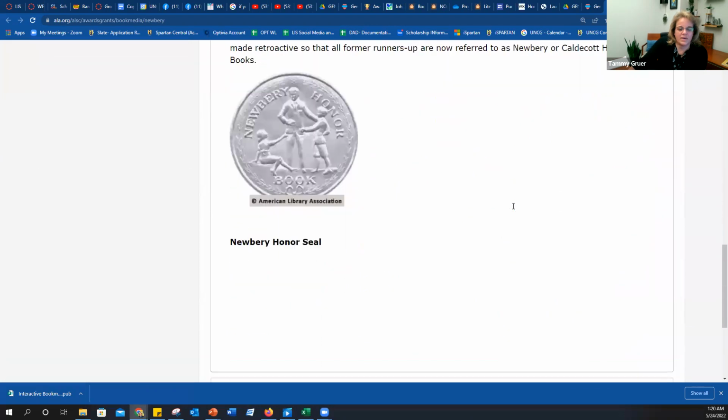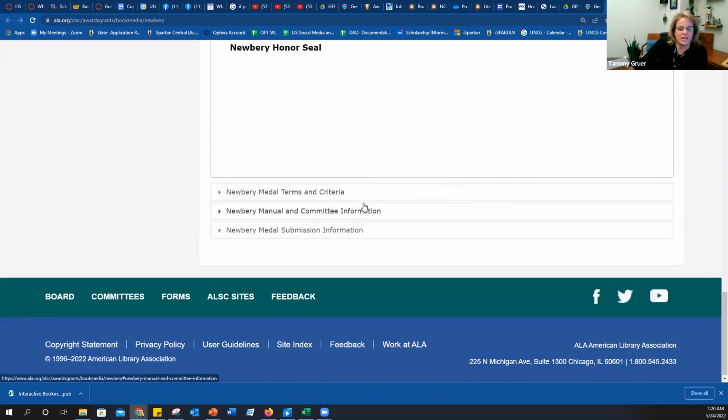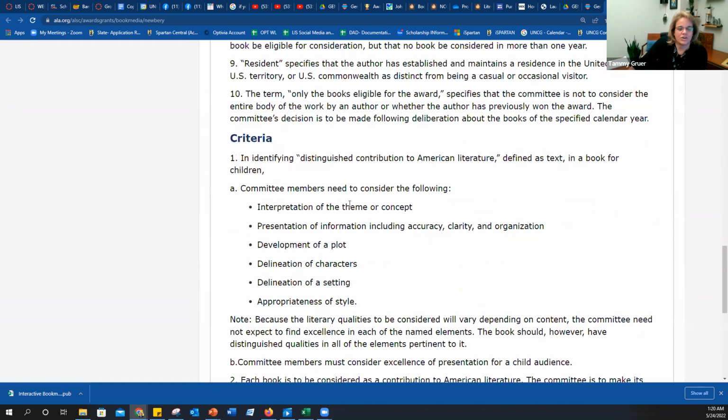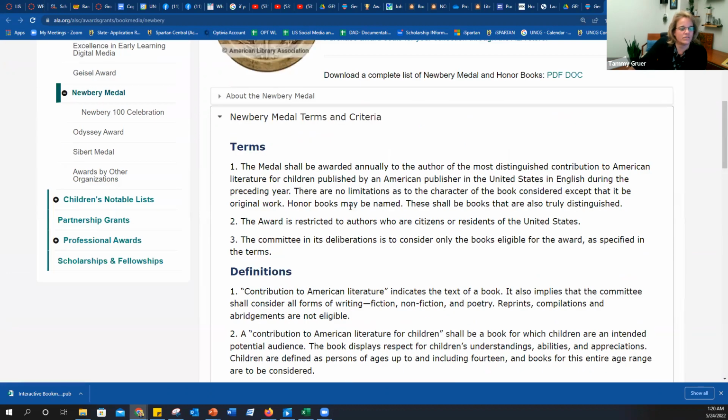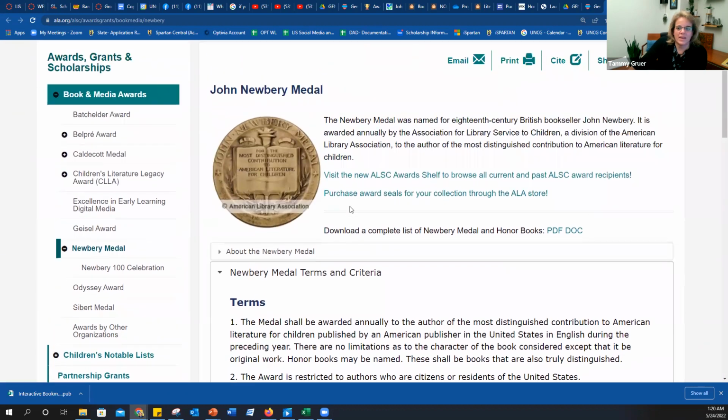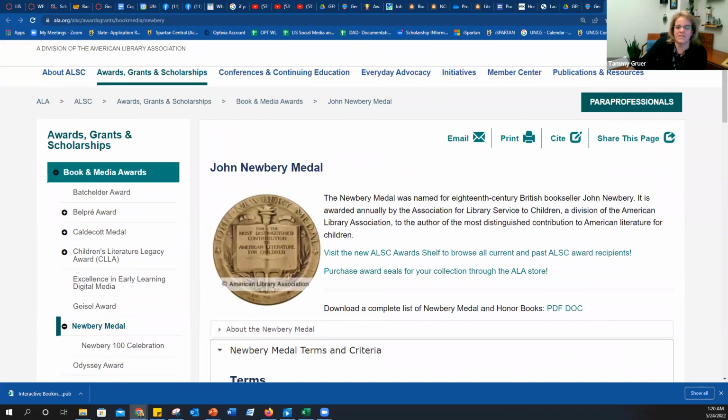How it came to be. We can learn about the history. If you want to submit a title, terms and criteria, so you can read all about it. I'm going to let you do that in just a few minutes, but it has a really great list. Let me see if I can find that really quickly. Oh, here it is.